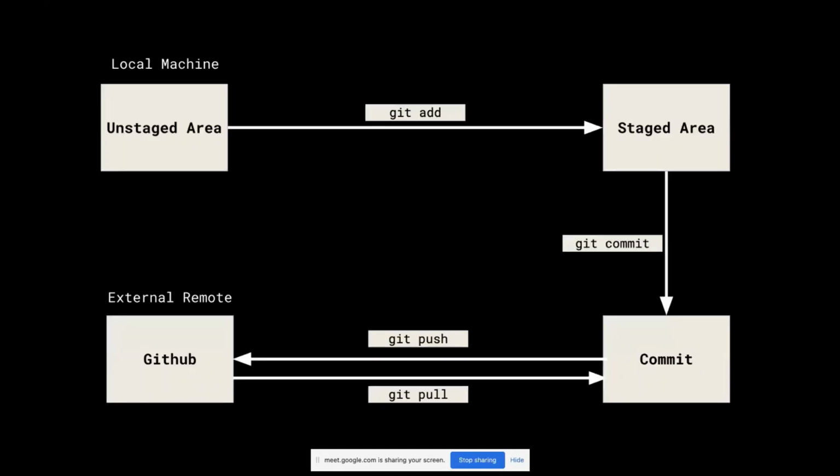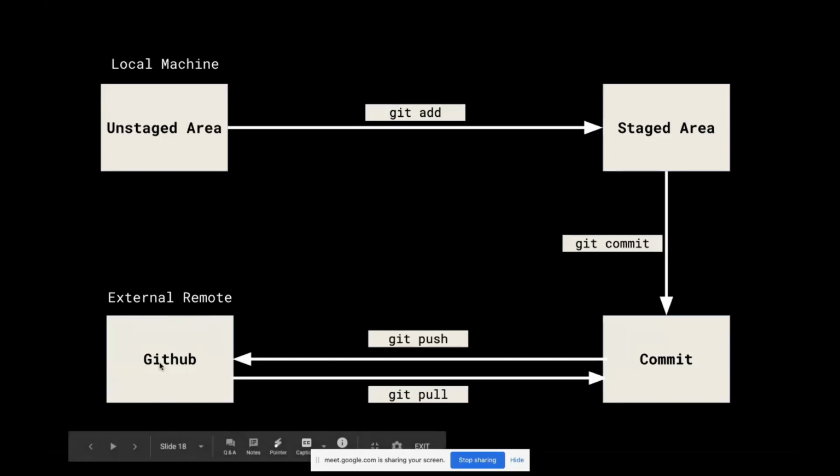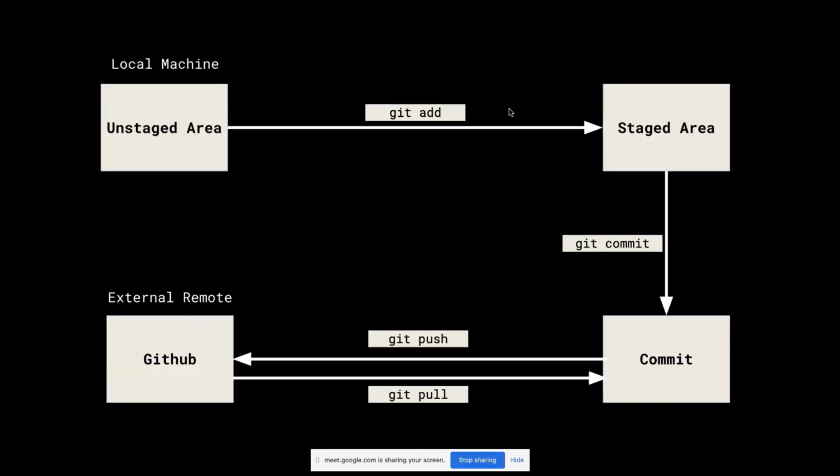So let's move on. Now the basic, what is the life of a file? Let us say you are editing a file on a local PC. You can see the local machine here, and that is what is called an unstaged area. Now, if you want to reflect that particular change or that particular file in your GitHub, or in a particular place where other people can access those codes, then that is what is called an external remote or GitHub.